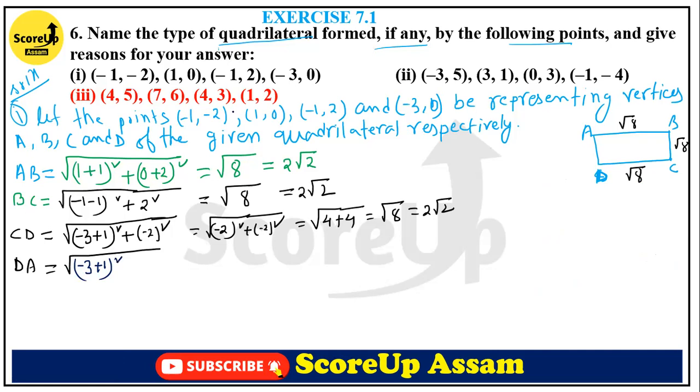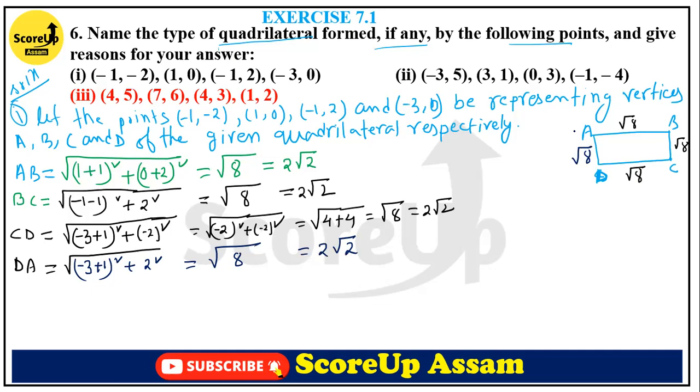Okay, now DA, right? This is our D, this is our A. So 0 minus minus 2, that means plus 2 square. So here it will be minus 3 plus 1, that is minus 2 square. Minus 2 squared means 4, and 2 square means 4. That means ultimately it will be root over 8, about 2 root over 2. Okay. So it is also ultimately root over 8. That means all sides are equal.